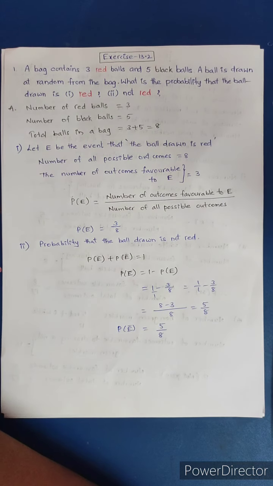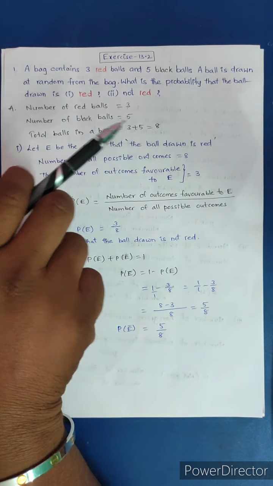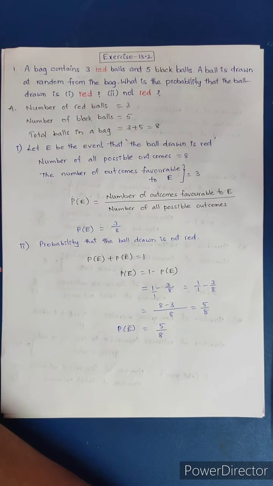In one bag, there are 3 red balls and 5 black balls. Total balls: 8. Question asked: what is the probability that the ball drawn is red? Total 8 balls, among them 3 red balls. So 3 by 8, simple.